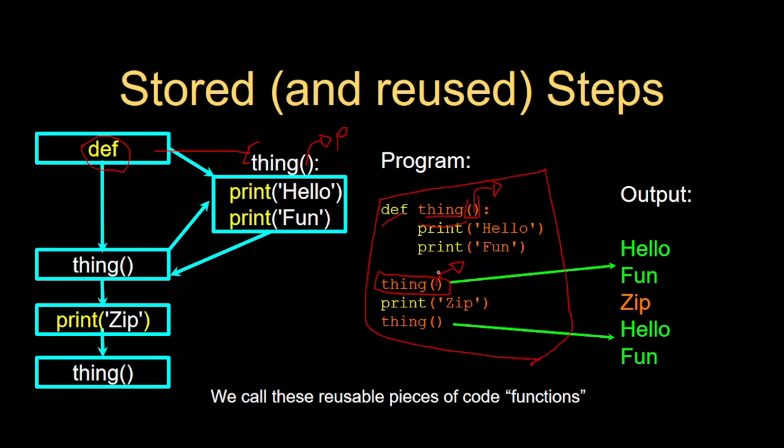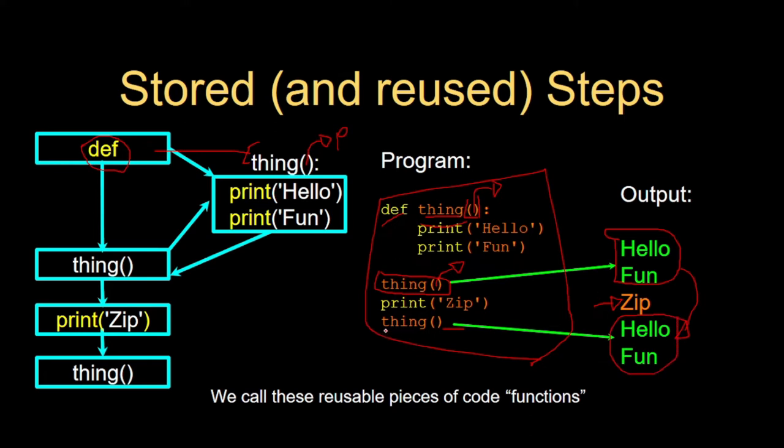Print zip thing. So when we execute this function, the output is here: Hello, fun, zip, hello, fun. That means print hello, fun. When you call this, these two lines of code output is printed. Then print zip, this string value is displayed. Then the function name thing is called again here, so the function is executed two times.